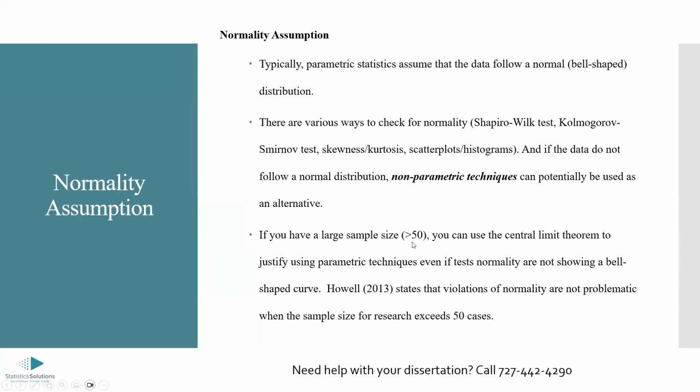And if you have a really large sample size, you can apply the central limit theorem to proceed using parametric analyses, even if the assumption of normality is not supported. The idea behind the central limit theorem is that the larger your sample, the more it tends to approximate a normal bell-shaped curve. So 50 is kind of the number to shoot for there. If you're below 50, then you might have to proceed with a non-parametric alternative.